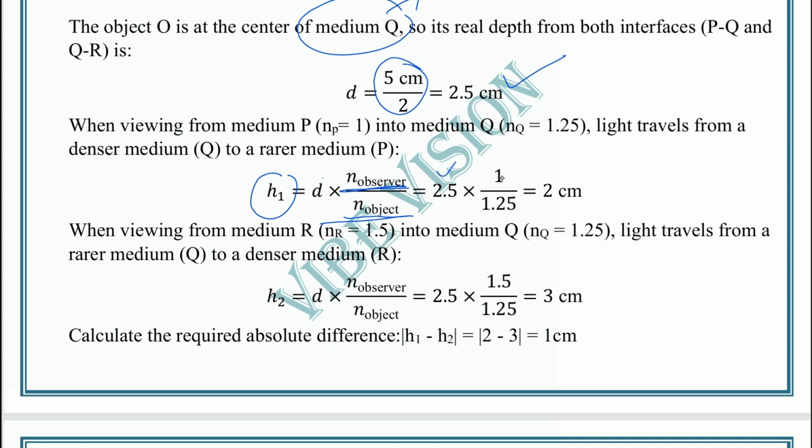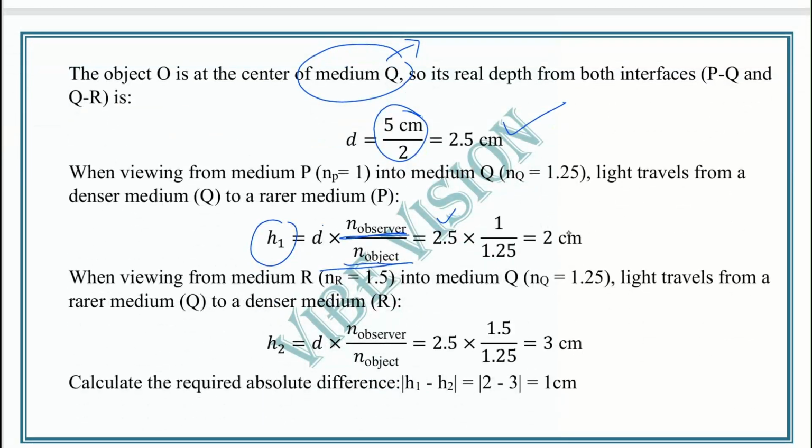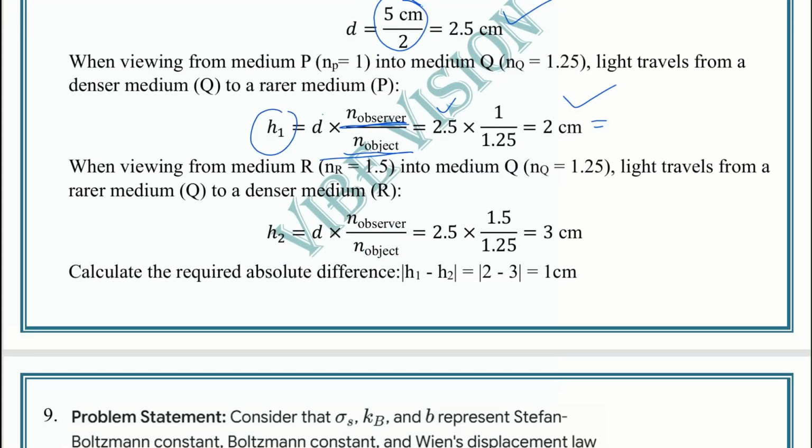Then we substitute an observer that is in P medium. Here the observer is 1 and the object is 1.25, so 1 by 1.25, and we can say this is H1. 2 centimeter is the H1. Now we are going to calculate H2 when viewing from R, that is, viewing from the downside R to the upper part, that is Q.